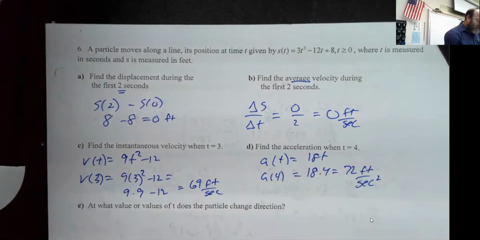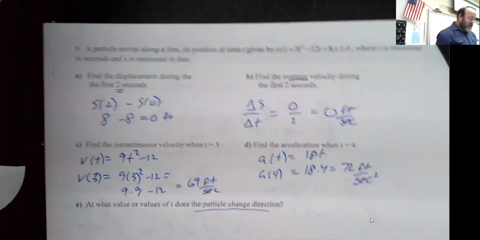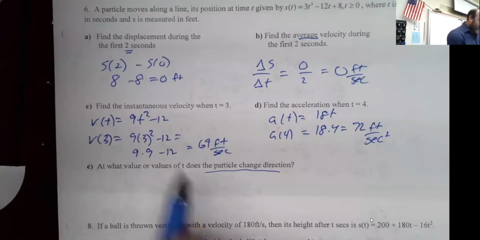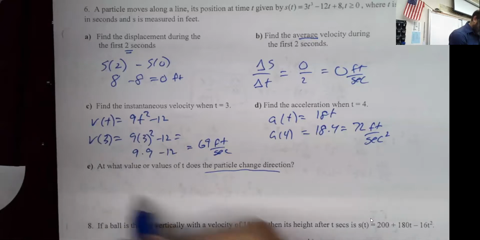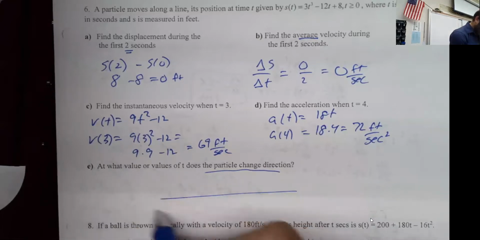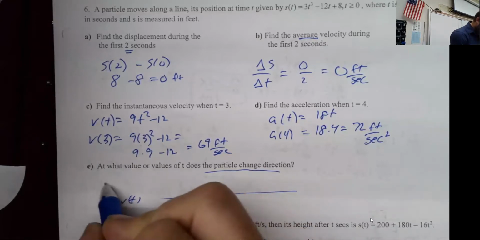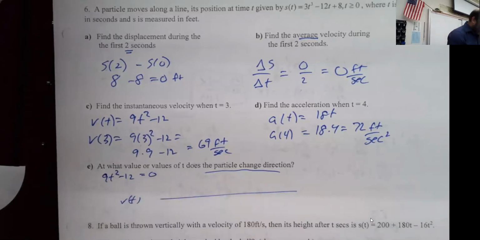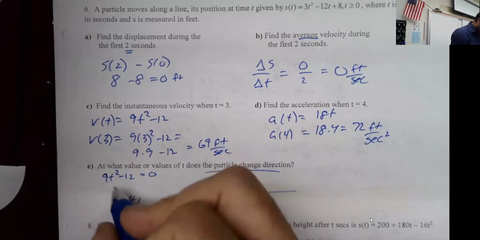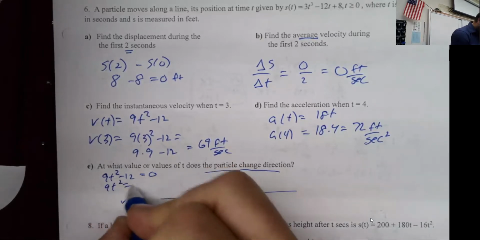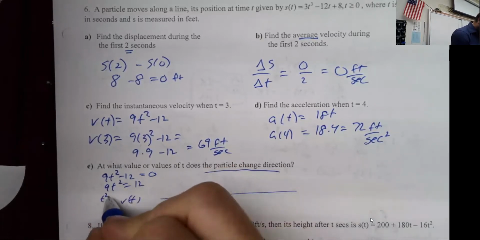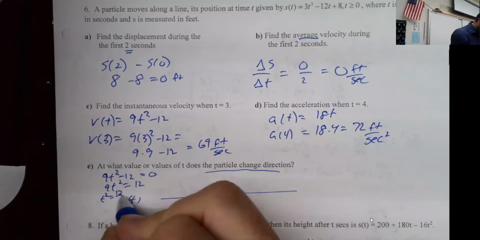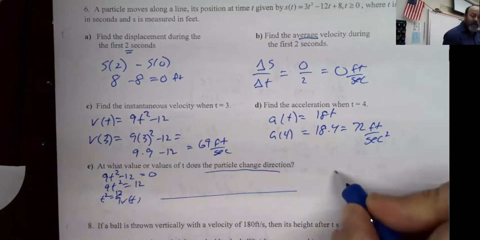Now, if you want to know where the particle changes direction, what I need to do is take a look at this velocity graph. And the velocity graph, v of t, which was 9t squared minus 12, I'm going to set that equal to 0, which would be 9t squared is 12, t squared equals 12 over 9.